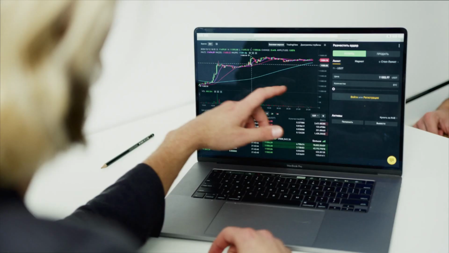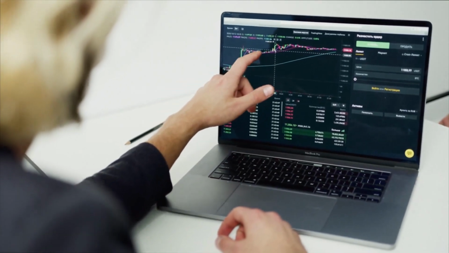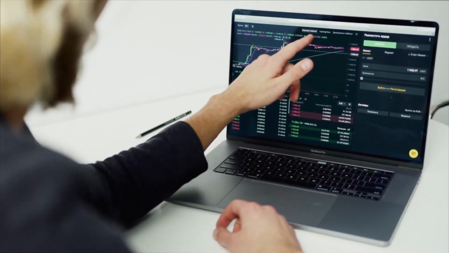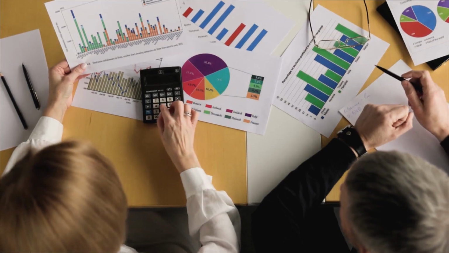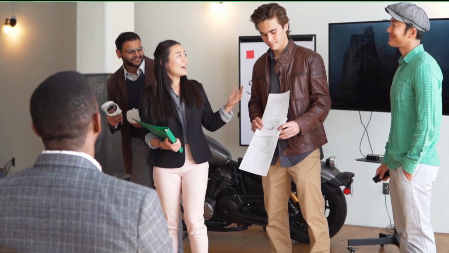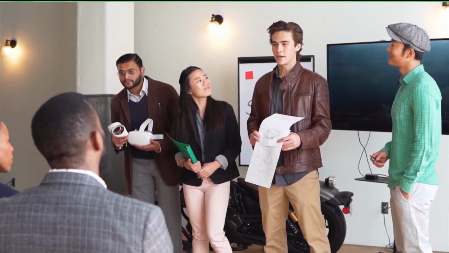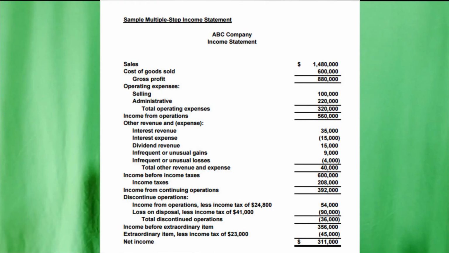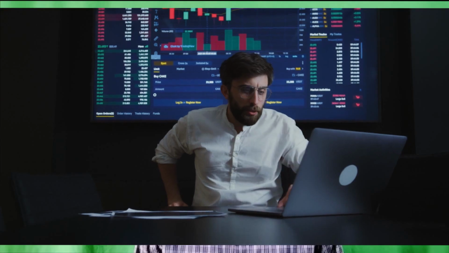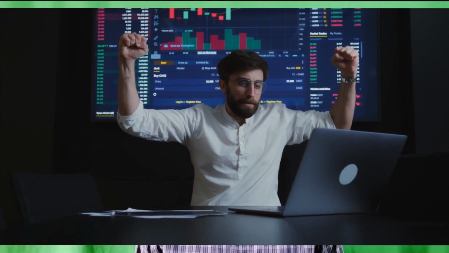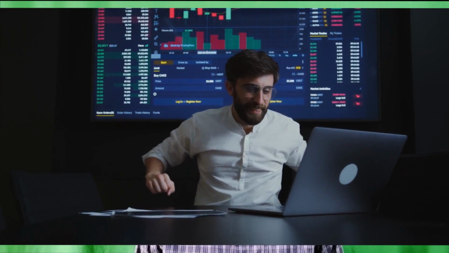Analyzing income statement of a company. As an investor, your edge in the market doesn't come from following the hype. It comes from understanding the numbers better than the market. Welcome back, investors. Today we are zeroing in on one of the most powerful tools in fundamental analysis, the income statement. This is where you spot strong fundamentals or flashing red flags long before the market reacts.